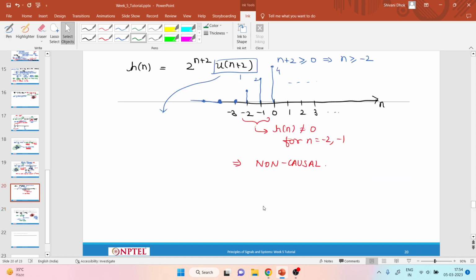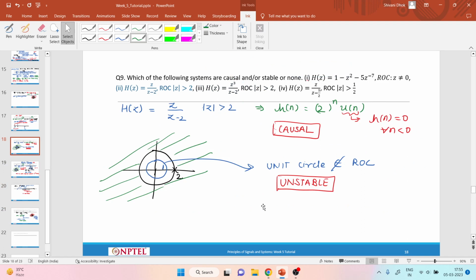Another thing that I forgot to mention from the last two parts is that in both parts the region of convergence is exactly the same, that is, outside the outermost pole, mod of z greater than 2. But this one is causal, but this one is non-causal. So if you have been given just the region of convergence and asked to comment about the causality, we can't do it.